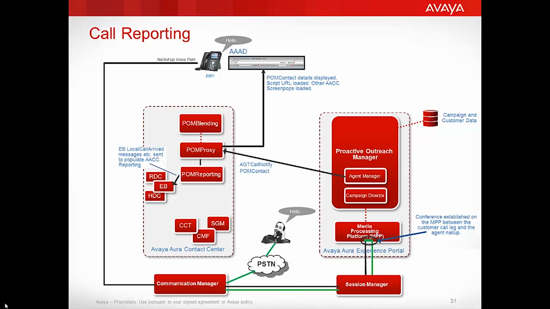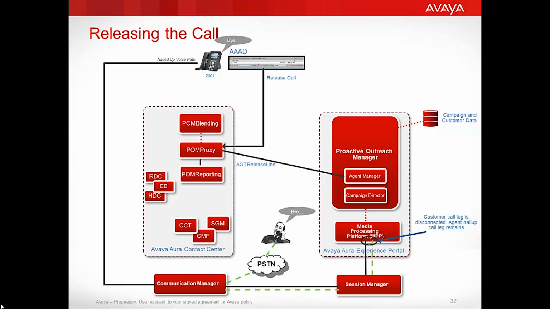When it comes to releasing the call, our agent will send a release notification from Agent Desktop to the POM proxy service. That will translate the message to an AGT release line call made to the agent manager.